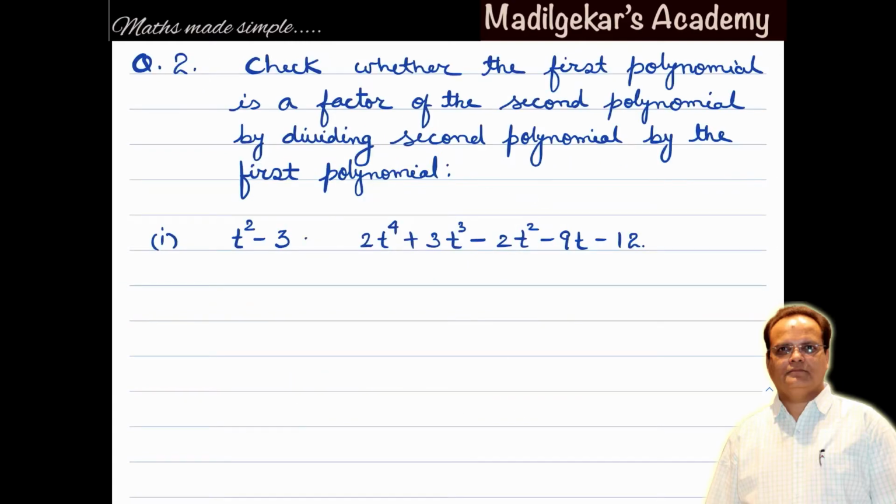Let's solve question number 2. Check whether the first polynomial is a factor of the second polynomial by dividing the second polynomial by the first polynomial. On dividing, if we get remainder 0, then we can conclude that the first polynomial is a factor of the second polynomial. Let's solve the first bit.